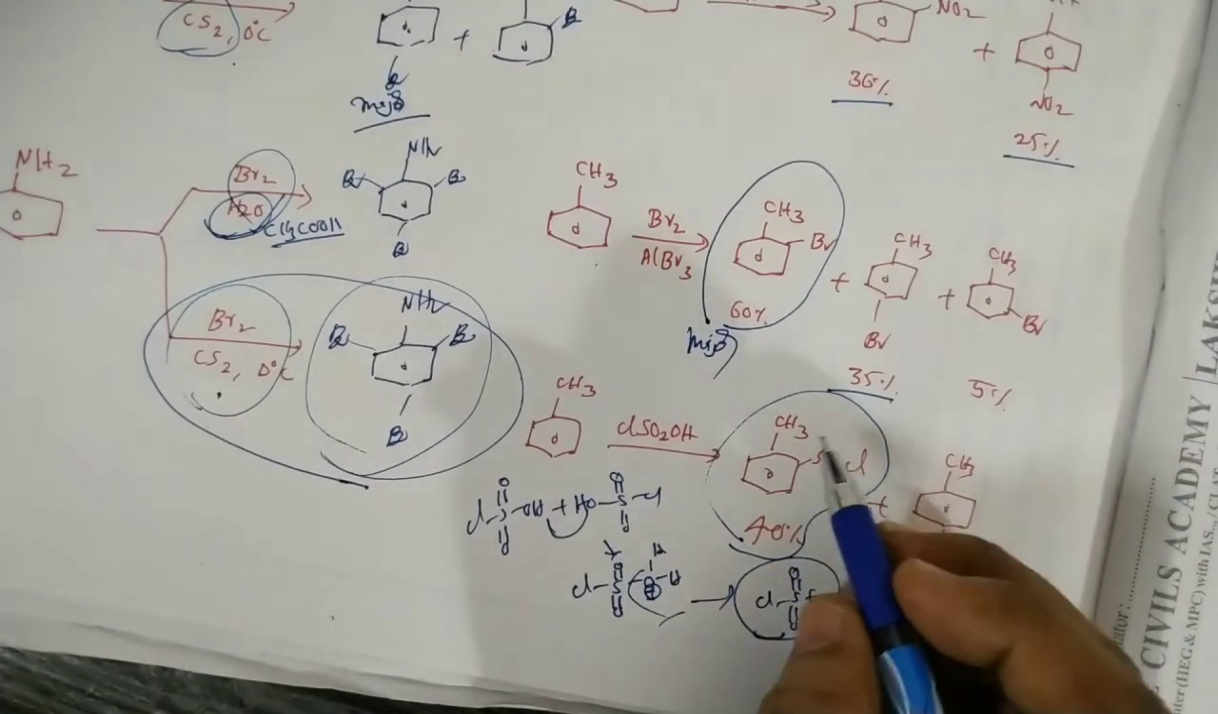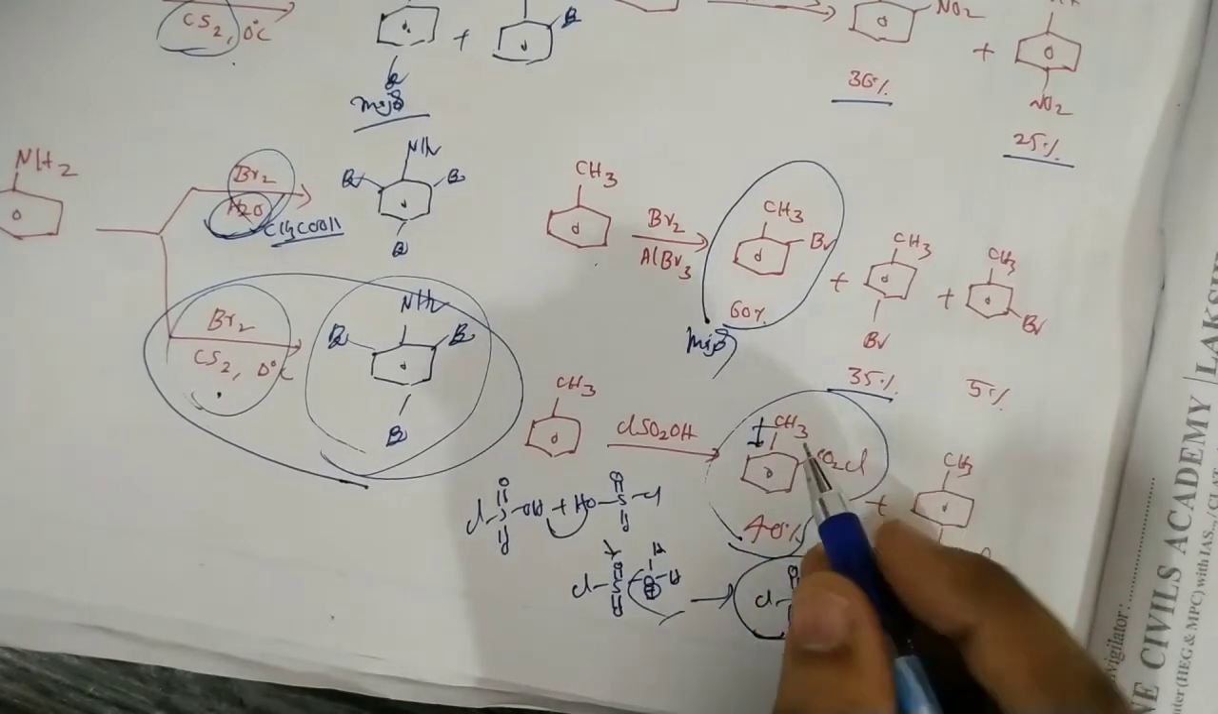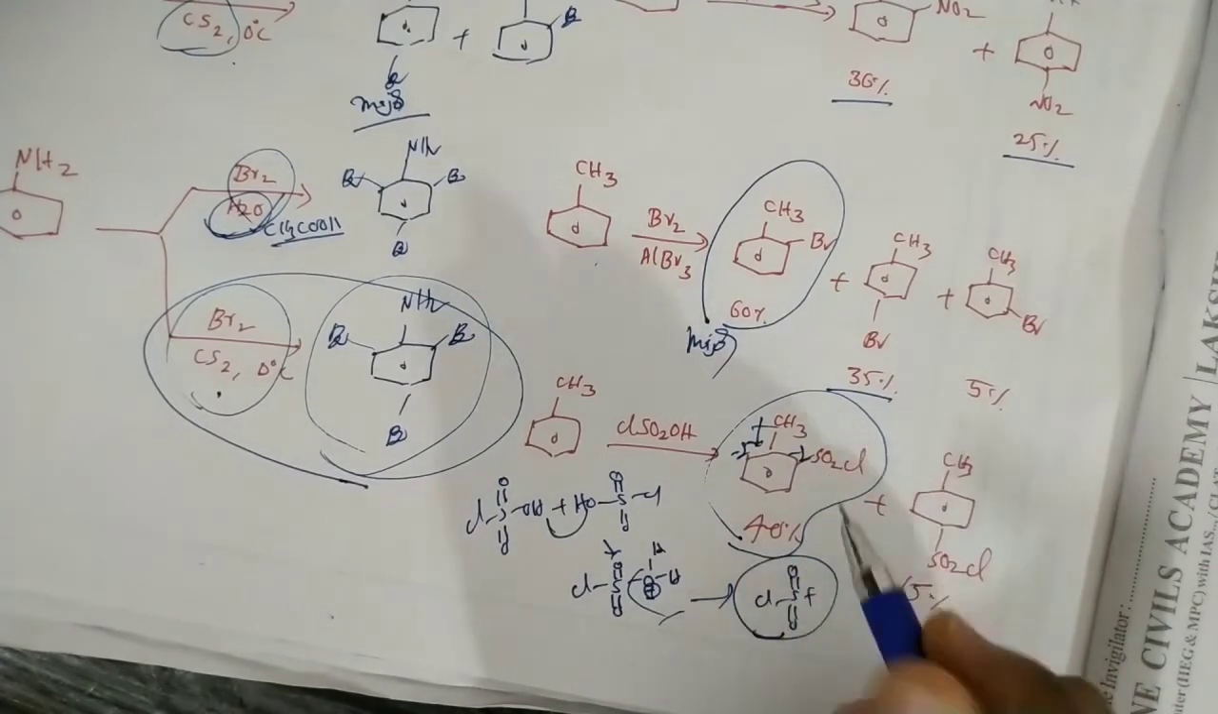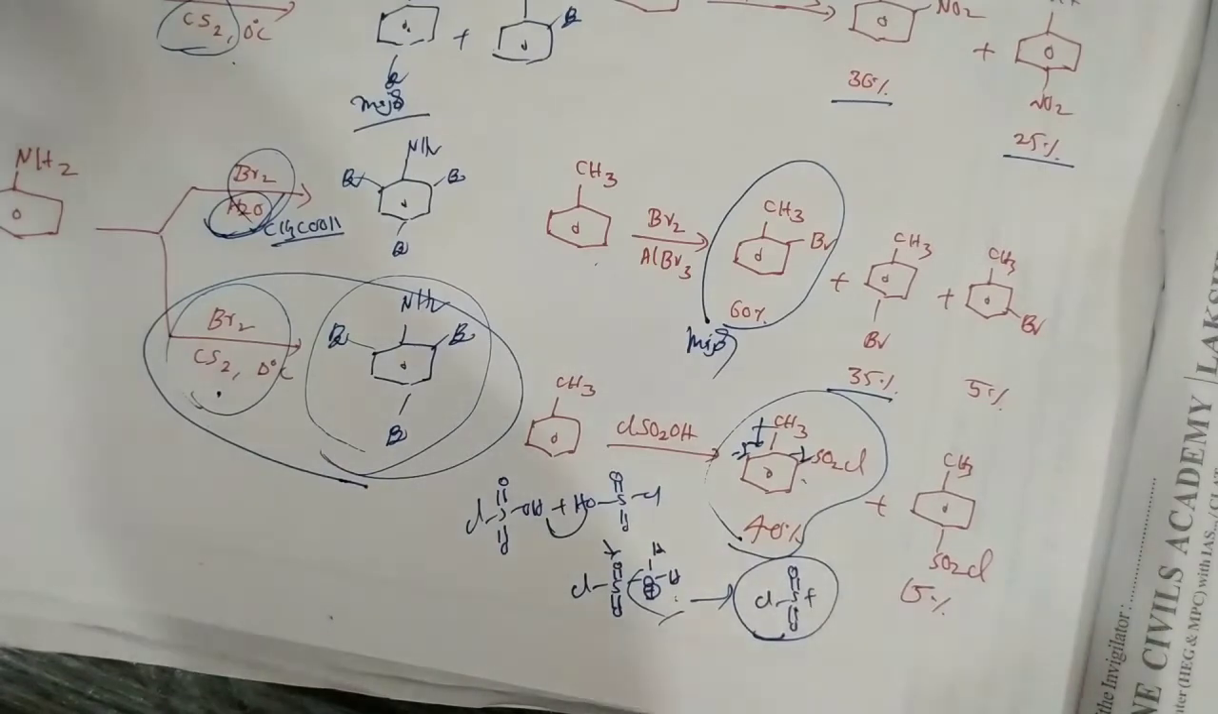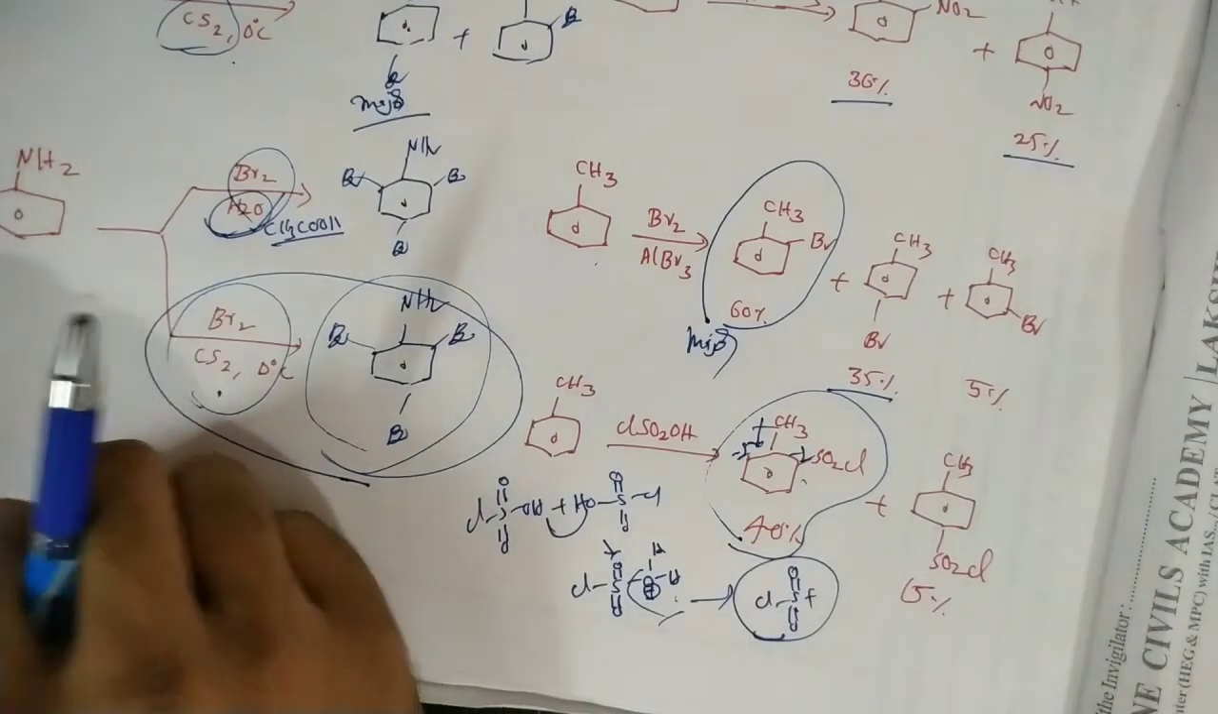Why is the ortho product major? Because here methyl is the donating group, that gives more electron density at the ortho position. That's why the electrophile readily attacks at the ortho position. Okay, that's it.